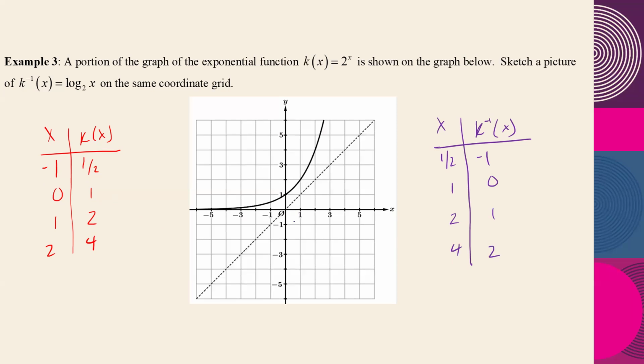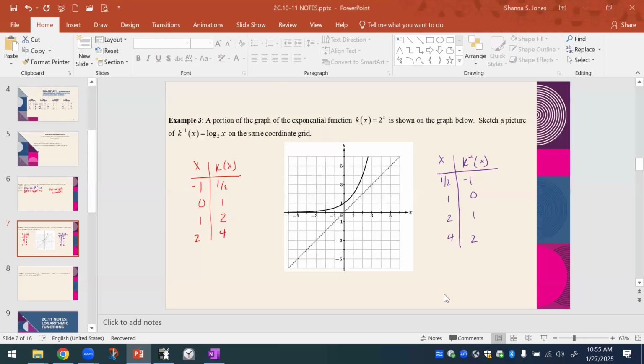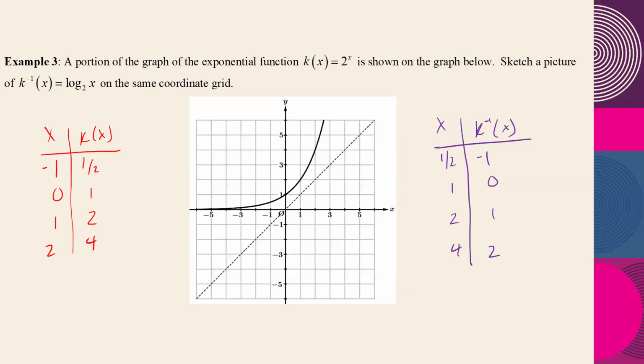So I go to 1/2 and I go down to negative 1. And then I'm going to go to 1, 0. Then I'm going to go to 2, 1. Then I'm going to go to 4, 2.